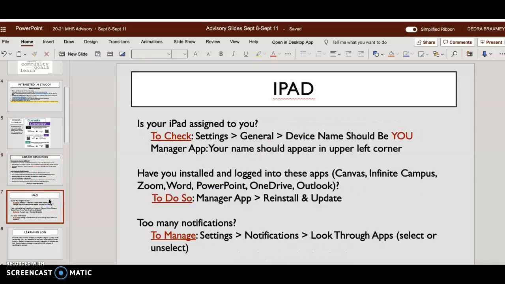On slide 7, students will complete a couple of iPad tasks. The first is simply to see that the device is checked out to the right person. The second is to make sure that they have the commonly used apps installed on their iPad. And the third is to assist them in managing their notifications.